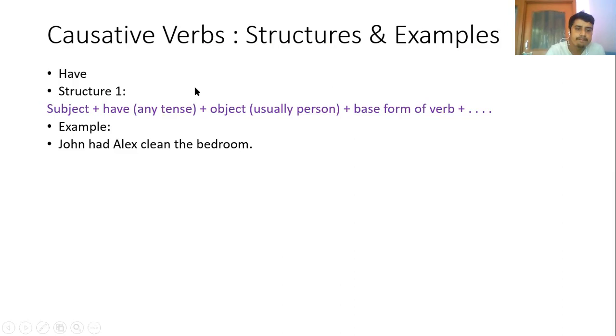John is subject, had is causative verb in the past form of have, Alex is object, usually person, we can also understand it as agent. Alex clean, base form of verb, the bedroom is remaining parts of the sentence. He always has me to do his work.